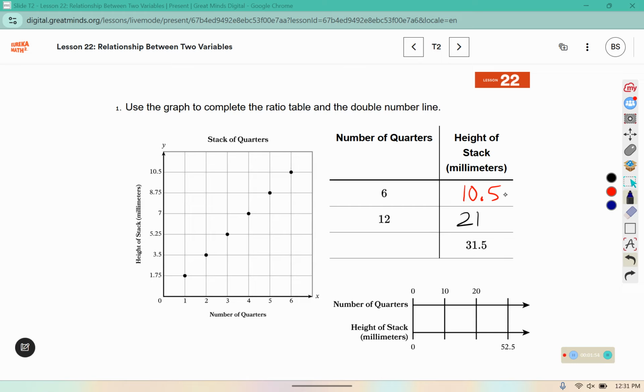I notice that 10.5 times 3 would give us 31.5. So 6 times 3 will help us fill in this box. For the number of quarters here, if 1 is 1.75, then 10 would be 17.5. We would multiply by 10.